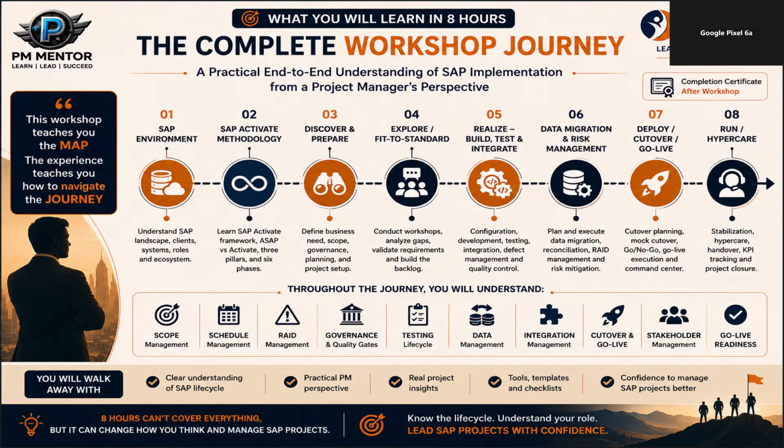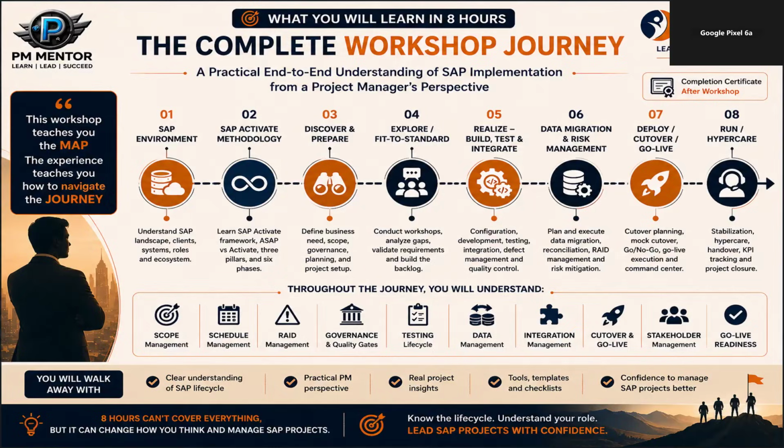We start with the SAP environment. Before managing an SAP project, you need to understand the ecosystem and who is the client, right? Who is the implementation partner? Who are the functional team? Who owns the technical development? Who manages integration? Who owns data? Who manages testing? Who is responsible for security? Okay, because if you don't understand who is responsible for what, very quickly the project manager becomes a coordinator instead of a leader. And then we move into the SAP Activate methodology.